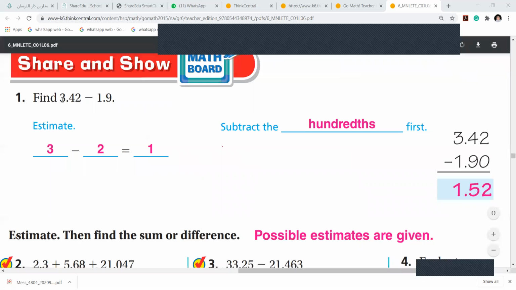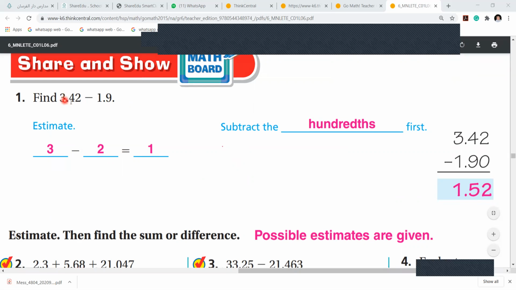$3.42. What is the estimate of 3.42? Estimate of 1.9, is it 1 or is it 2? It's 2, because 1.9 goes to 2. The estimate, I got it as 1.